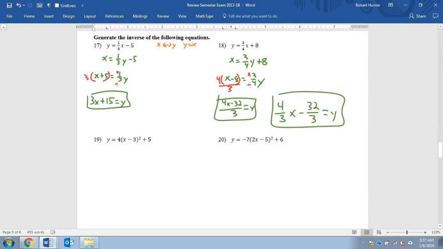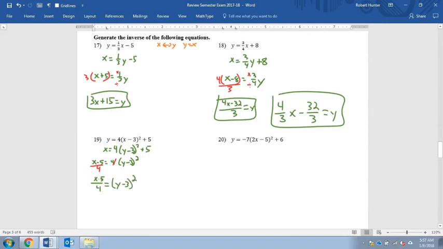Switch x and y. x equals 4, parentheses, y minus 3, squared, plus 5. All right, so start from the outside and work in. We're going to subtract the 5. So x minus 5 equals 4 times y minus 3 squared. The 4 is multiplying, so we'll divide by 4 to cancel that out. So x minus 5 over 4 equals y minus 3 squared.